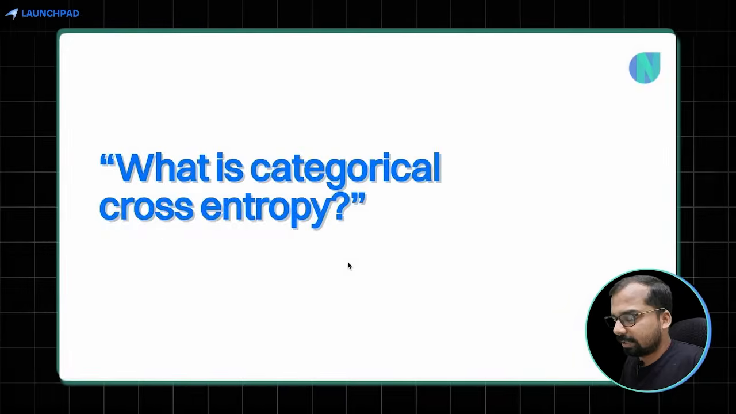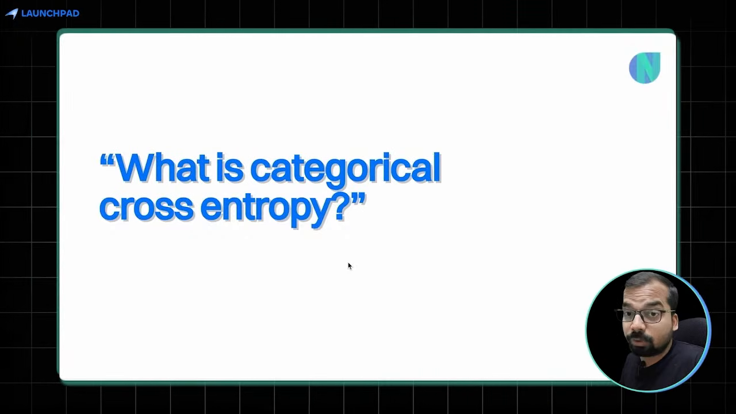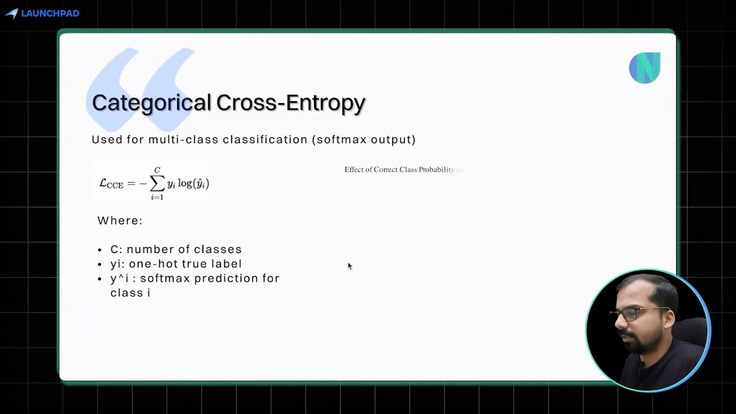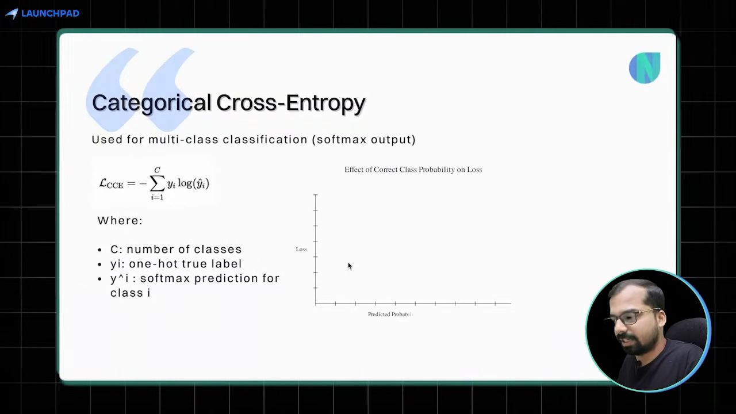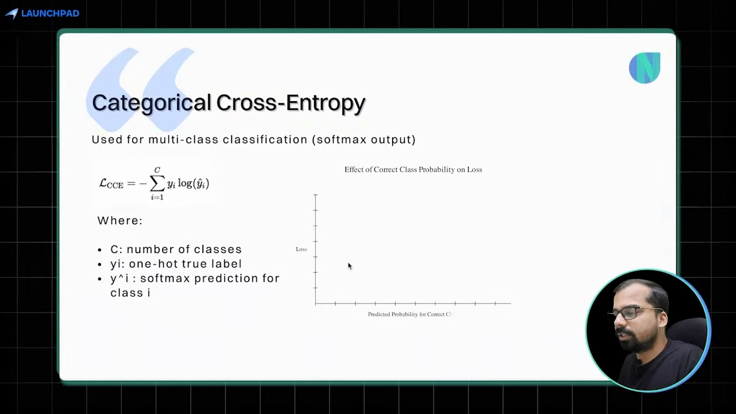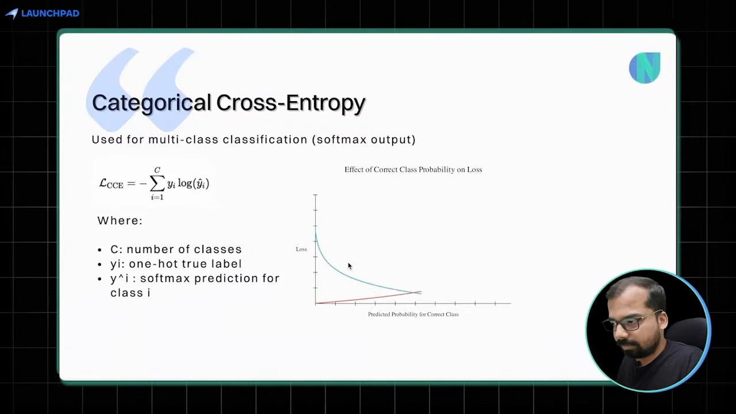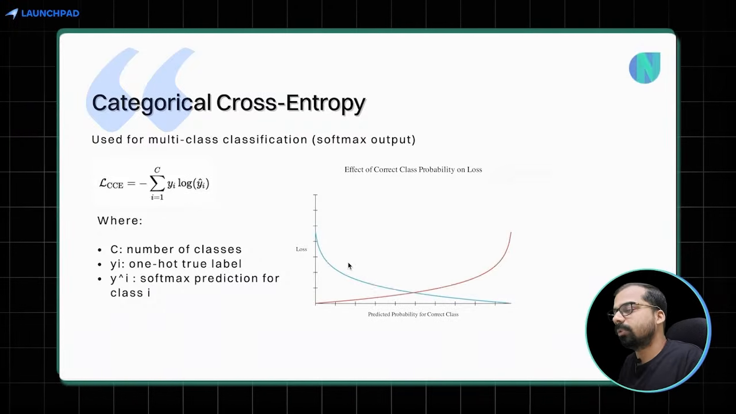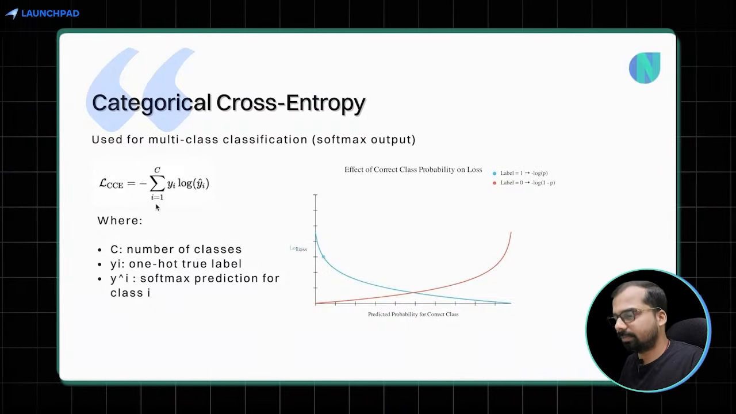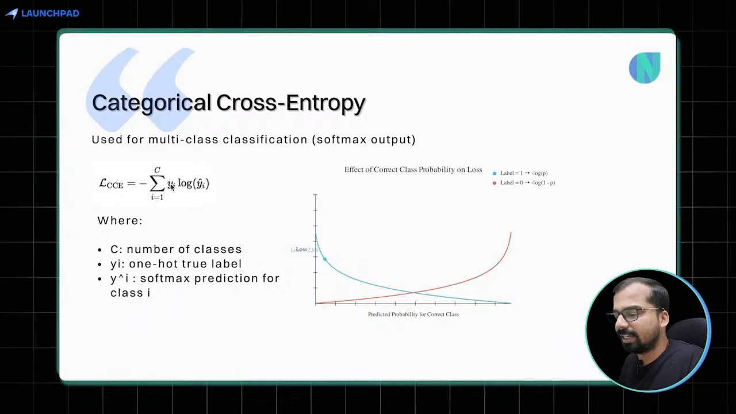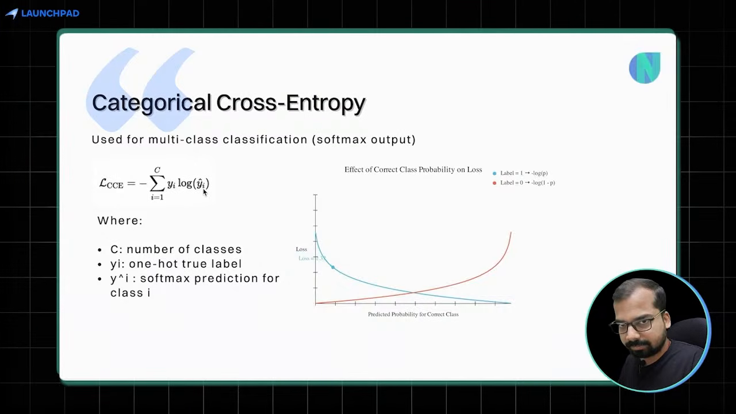Now let's take the other example. When you have more than one class, so if you have, let's say, 3 classes or 4 classes or 5 classes, then you will not be using binary cross entropy loss. You will be using something known as categorical cross entropy loss. Here you have the summation of yi log yi hat.